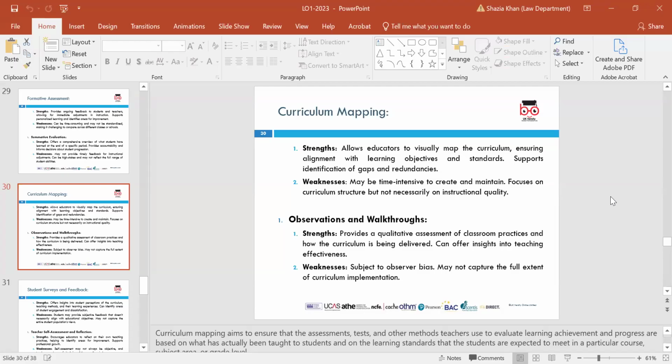The strengths of that: it allows educators to visually map the curriculum, ensuring alignment with learning objectives and standards, and supports identification of gaps and redundancies. The weakness of curriculum mapping is it may be time intensive to create and maintain, and it focuses on curriculum structure but not necessarily on instructional quality.